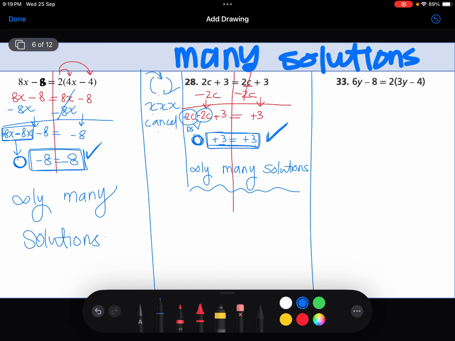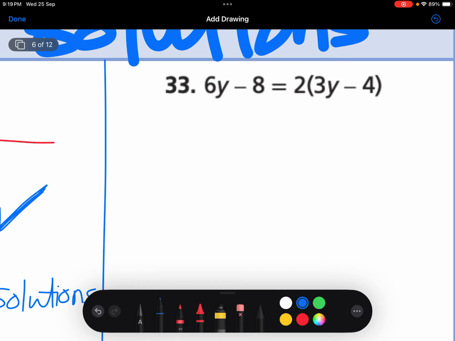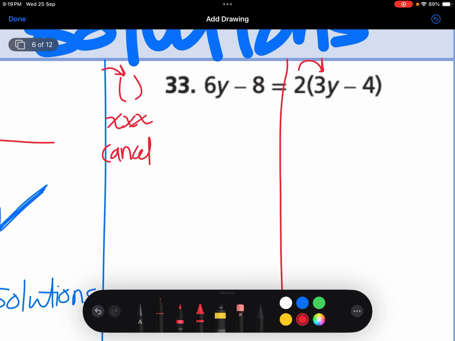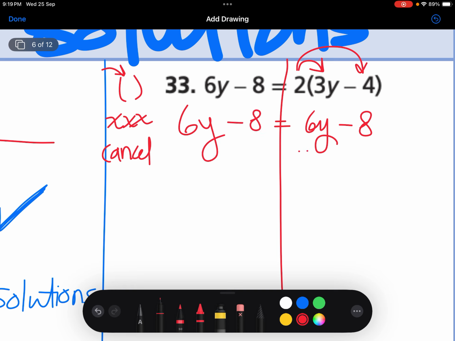Okay, fine. Same thing goes here. Separate your equation. Again, first of all, bracket, then the variables, then the cancelling. Bracket: 2 times 3y is 6y. 2 times negative 4 is negative 8 equals 6y minus 8. Again, you notice that we have the exact same thing. So it's many solutions, but still keep on solving. Yalla, cancel the 6y from here. It's going to be negative 6y on both sides, of course.